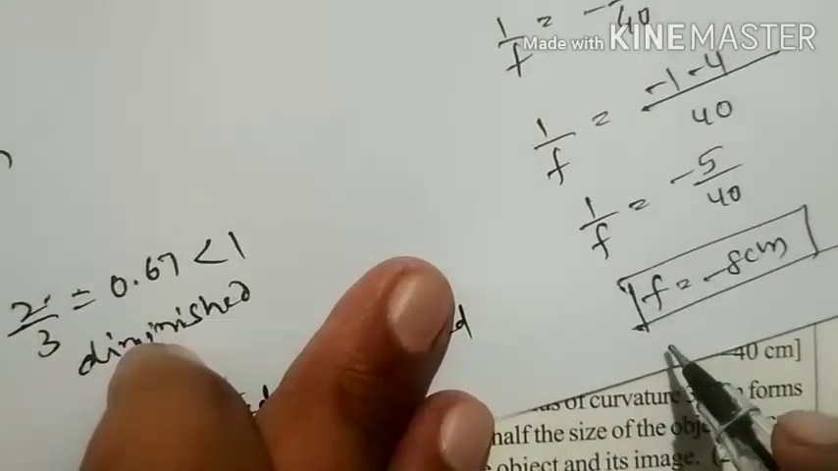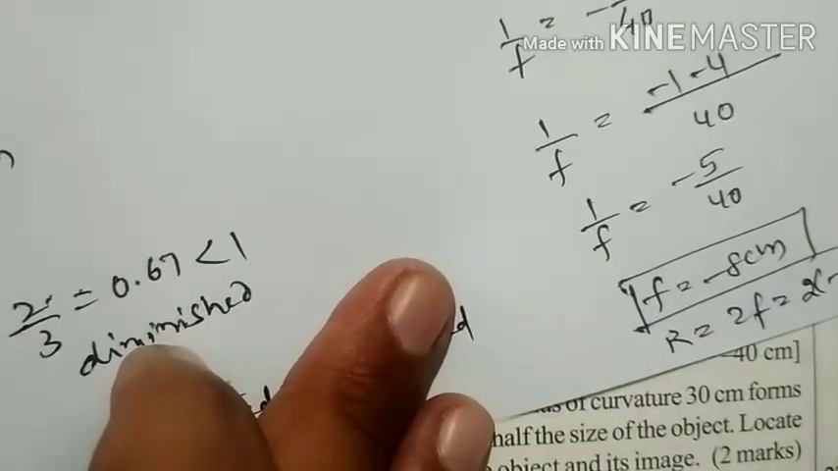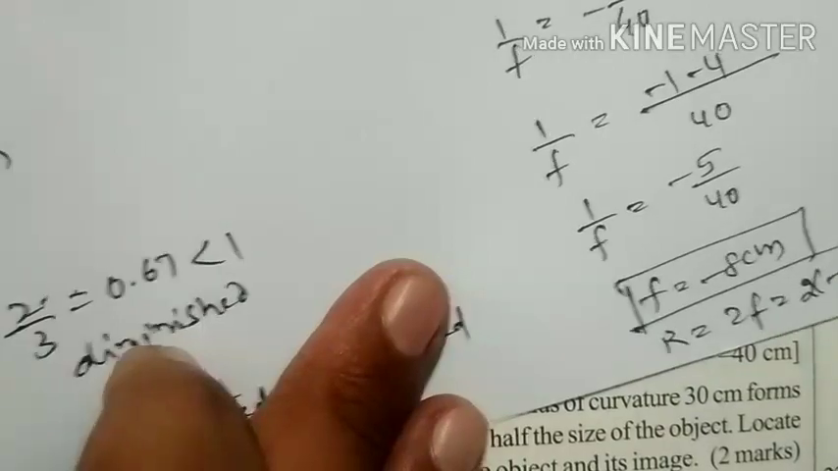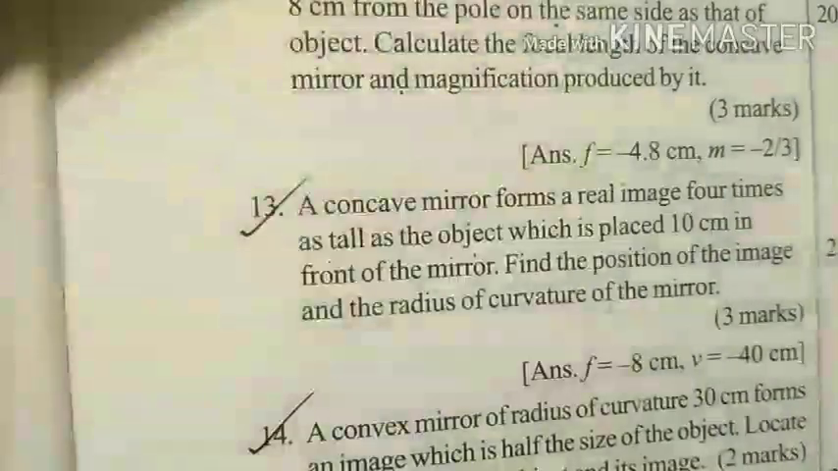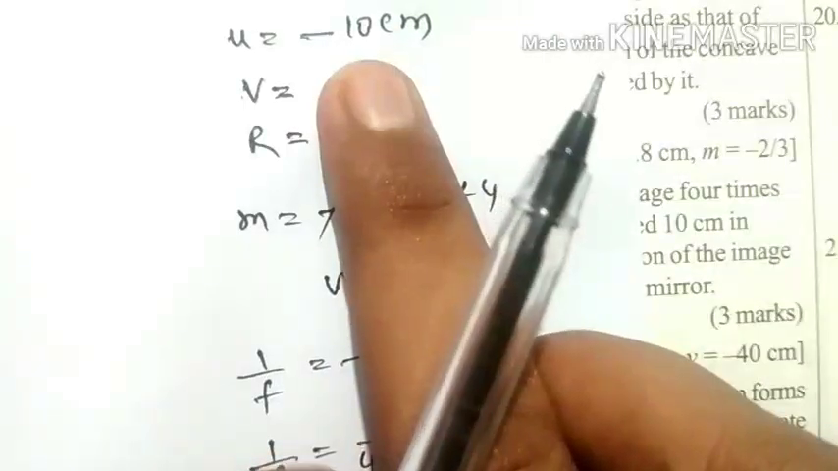If you want to find the radius of curvature, r is equal to 2f. 2 into minus 8 is minus 16 centimeters. Radius of curvature is minus 16 centimeters. And the image distance we already got: v is equal to 4u, and u is minus 10, so the image distance is minus 40 centimeters.